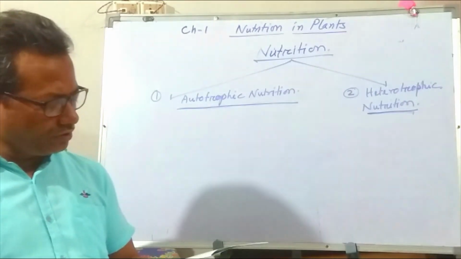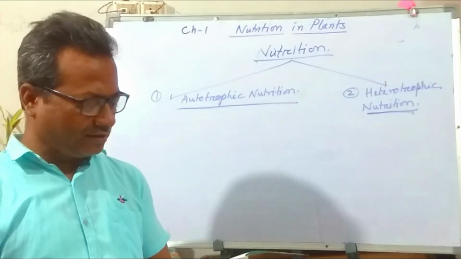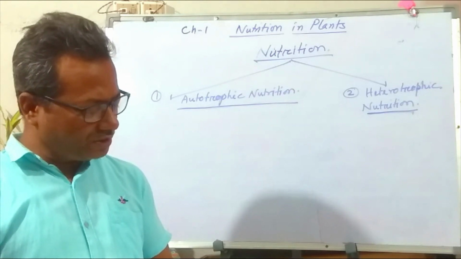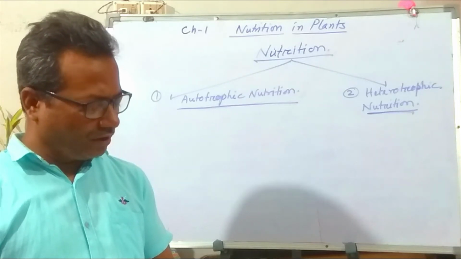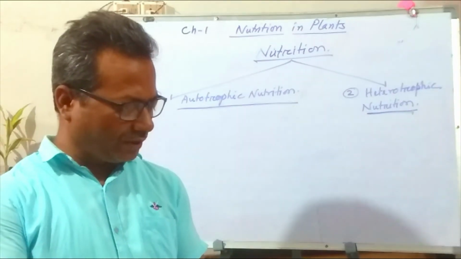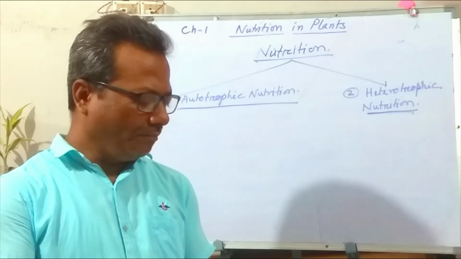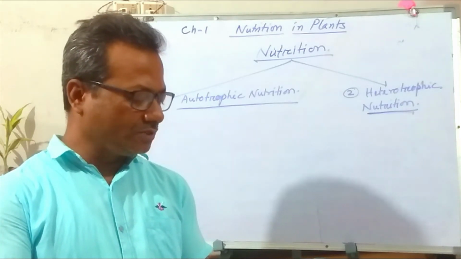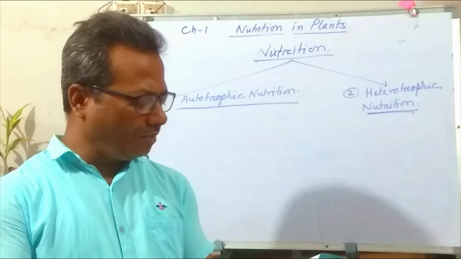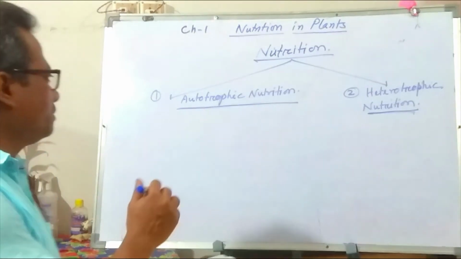Autotrophic nutrition, or photosynthesis in plants, is the mode of nutrition in which organisms make their food themselves from simple substances. You can write it down from your book. What is autotrophic nutrition? The mode of nutrition in which organisms make their own food themselves from simple substances is called autotrophic nutrition. Due to the ability of making their own food themselves, green plants are known as autotrophs.